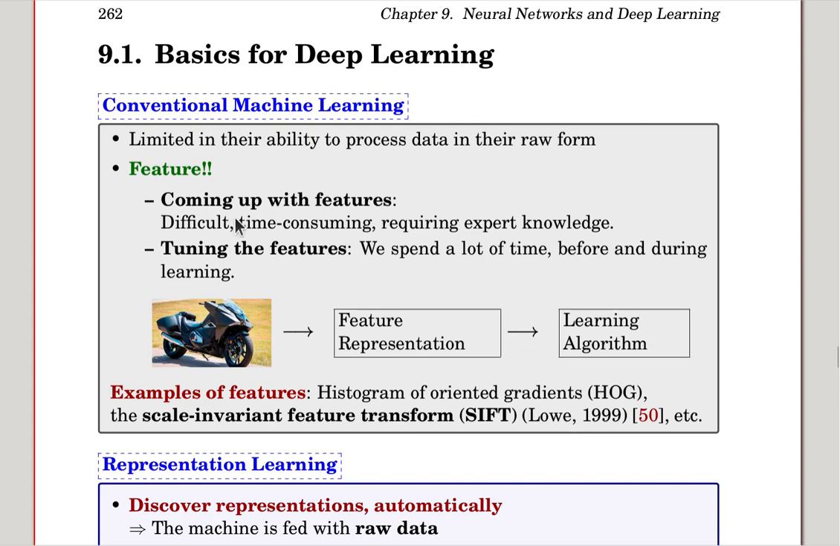Here, coming up with features is difficult, time-consuming, and requires expert knowledge. Also, before and during learning, the features must be tuned, so we have to spend a lot of time. Here we have examples of features: histogram of oriented gradients, and the scale invariant feature transform, SIFT.